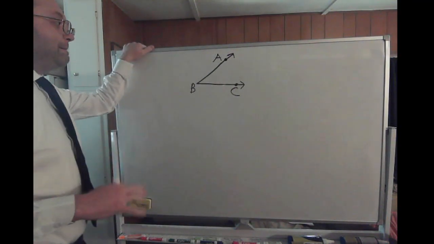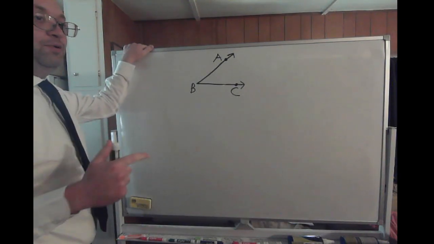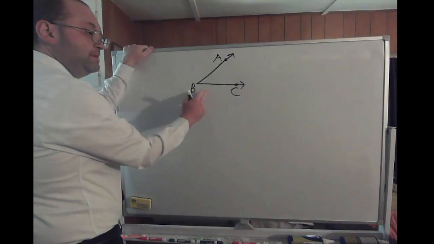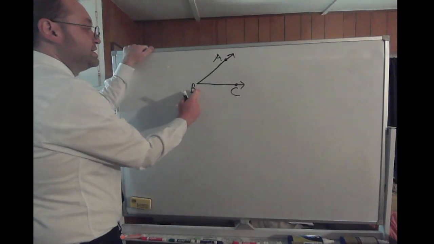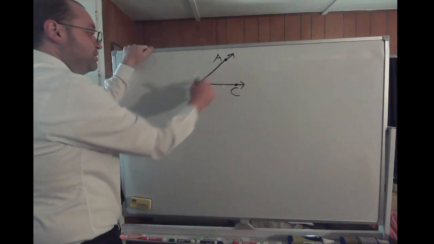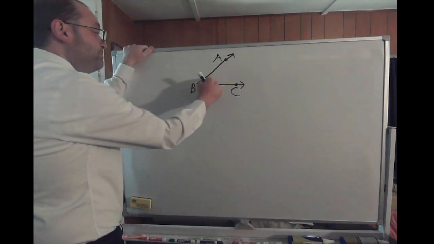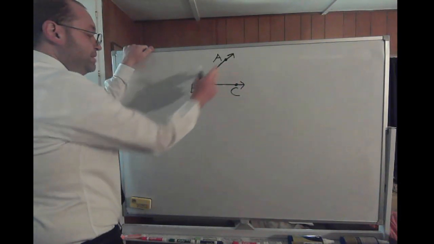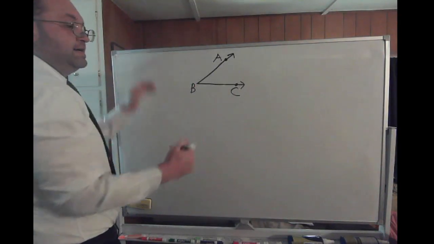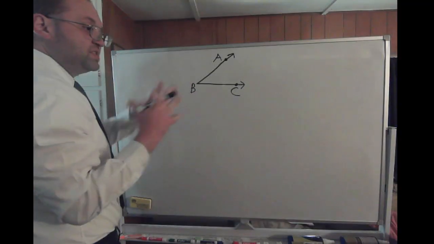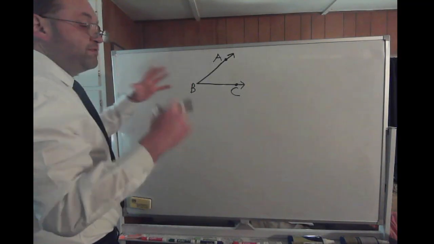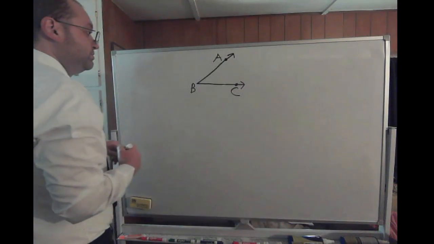So okay, what is an angle? An angle has two rays that come together at a common endpoint. So we have ray BA. It starts at point B, goes through A, that's ray BA, meets also at point B with ray BC. Together, they have the same endpoint. They form what's called an angle.